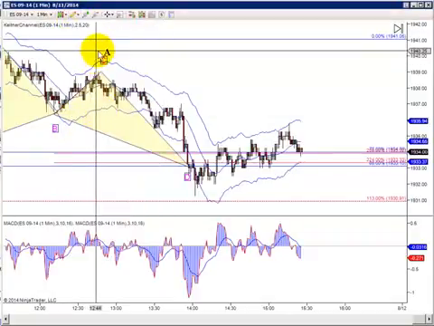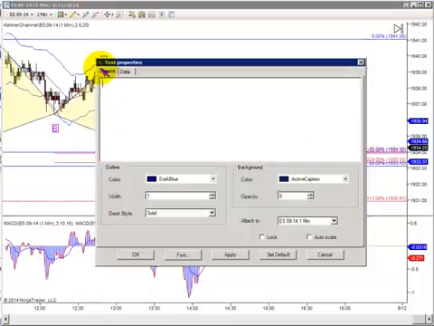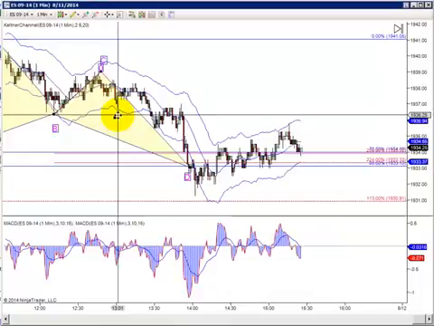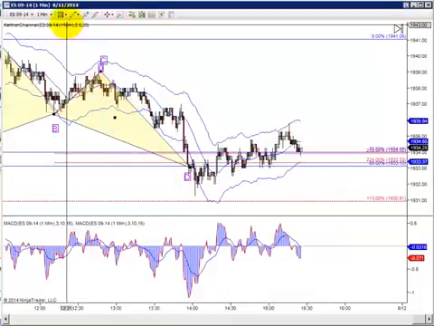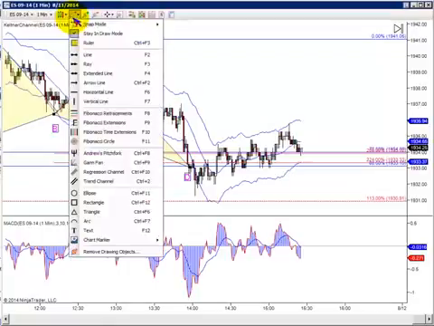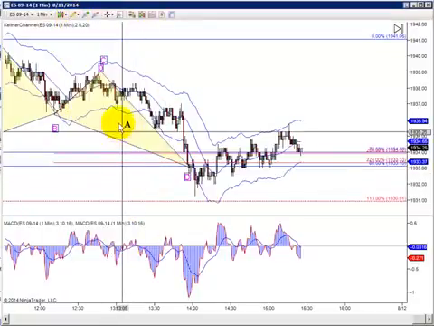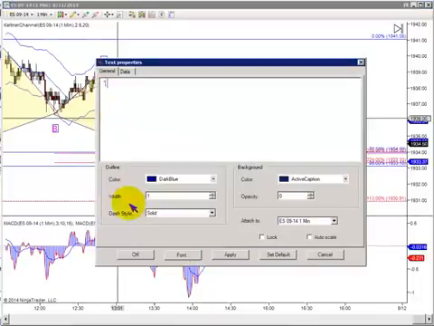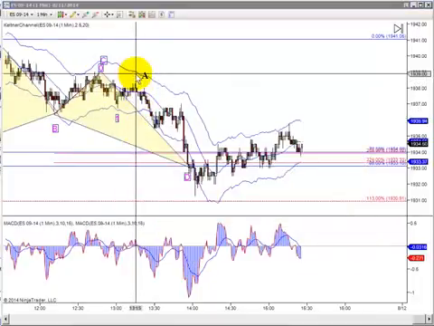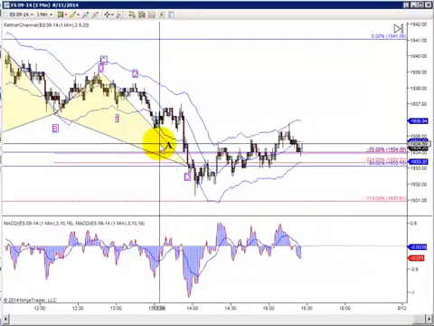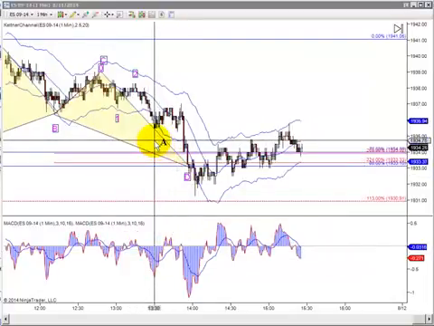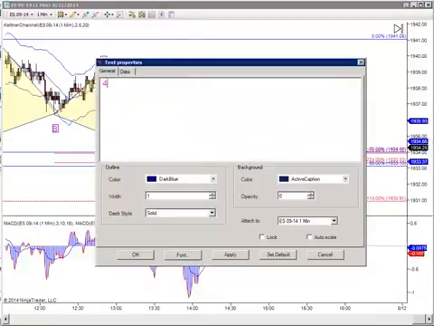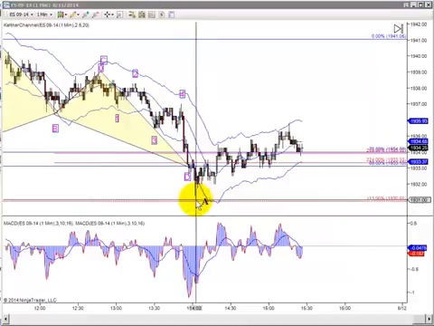All right, so typically in Elliott, you have a top, which is a 0 point, you have a 1, you have a 2, you have a 3, and 4, then you have your 5.